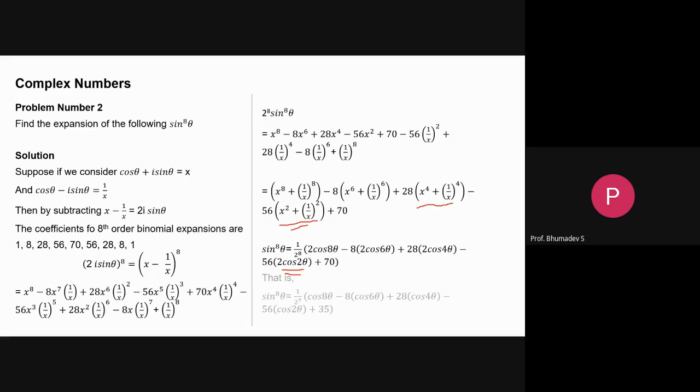So when we are doing it, the expansion for sine to the power of 8 is 1 upon 2 to the power of 7 into cos 8 theta minus 8 cos 6 theta plus 28 cos 4 theta minus 56 cos 2 theta plus 35. This is the expansion of sine 8 theta. So like this, you have to conclude your answer. And always I will suggest you to box the final solution, so that will be giving good impression to you people.